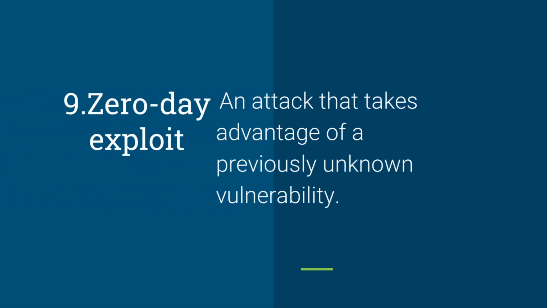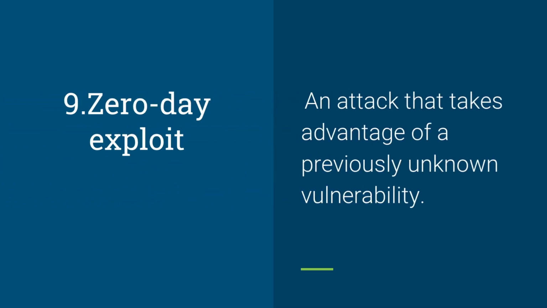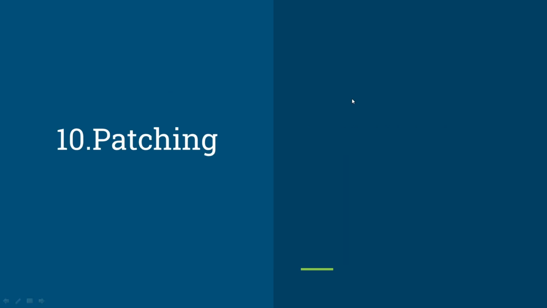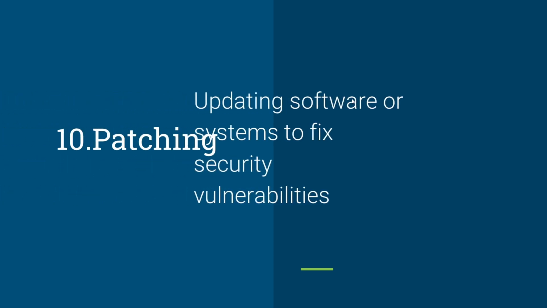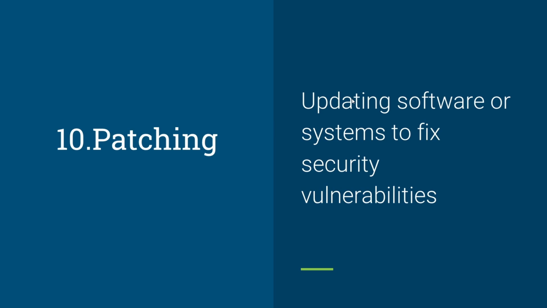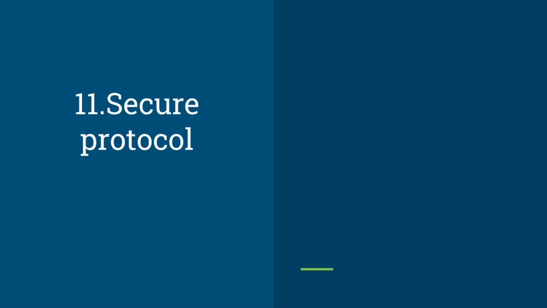So, a zero-day exploit is an attack that takes advantage of a previously unknown vulnerability. Next is patching. Imagine you are an IT administrator for a mid-sized company. You recently discovered that a critical vulnerability, CVE-2023-12345, has been reported in one of your company's widely used software applications. The software vendor has released a patch to address this vulnerability. So in simple terms, patching is updating software or systems to fix security vulnerabilities.